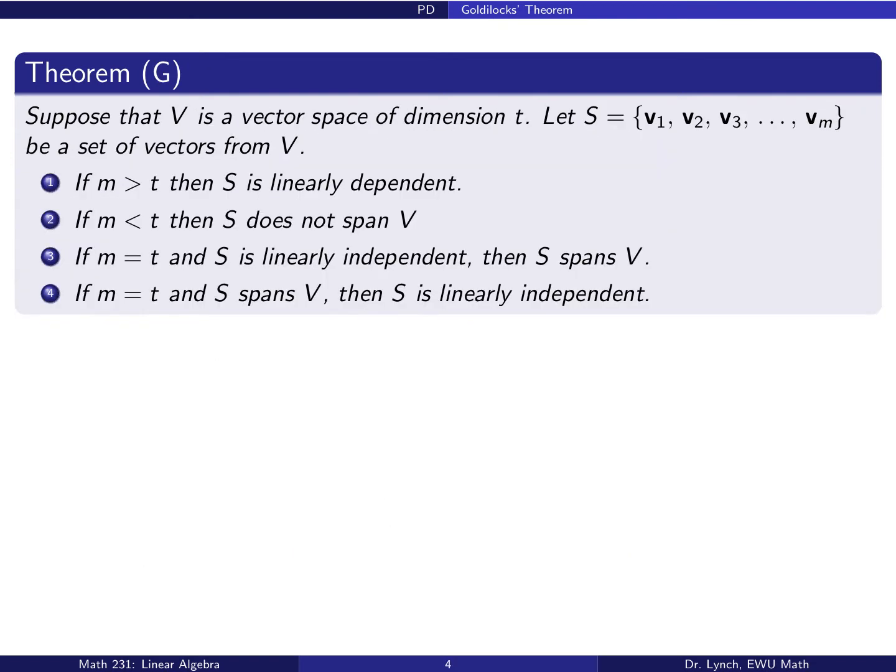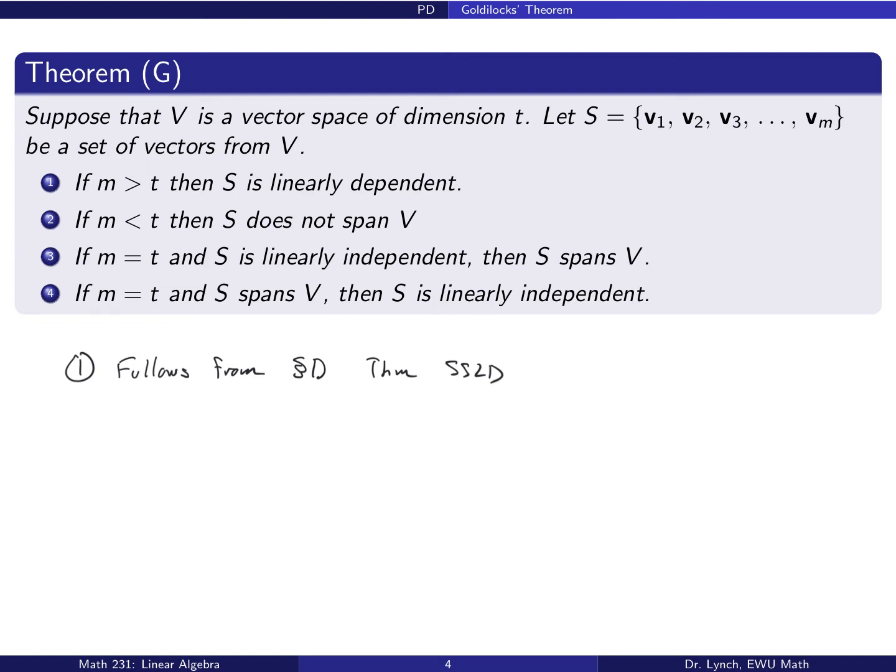Okay, we'll end up using that theorem to prove this Goldilocks theorem. The Goldilocks theorem says, suppose that V is a vector space of dimension T, and S is a set of M vectors from V. Okay, so the following results apply. 1, if M is greater than T, then S is linearly dependent. Okay, of course, this follows from section D, right? More vectors than needed to span is linearly dependent.